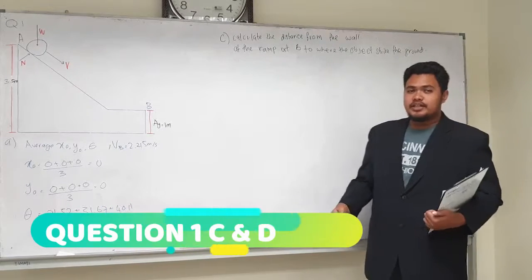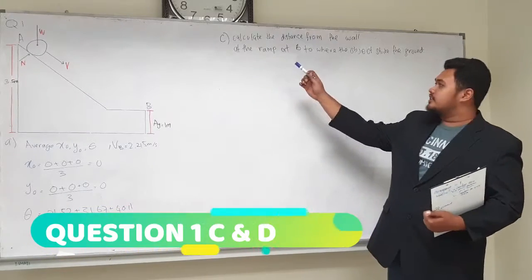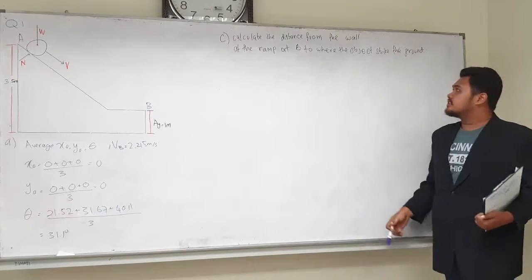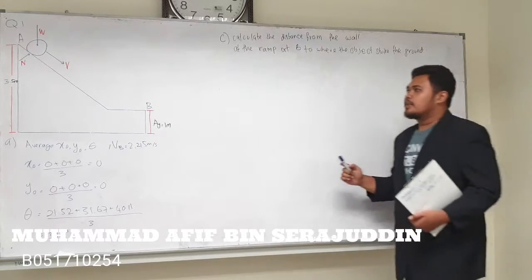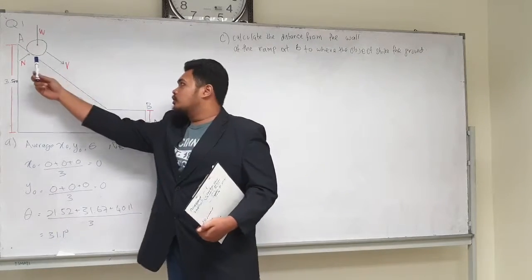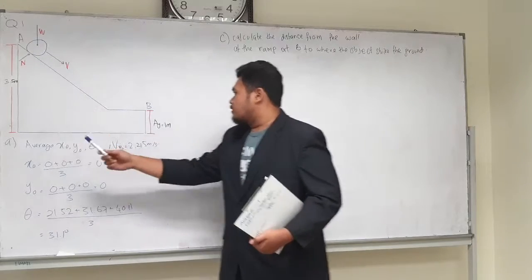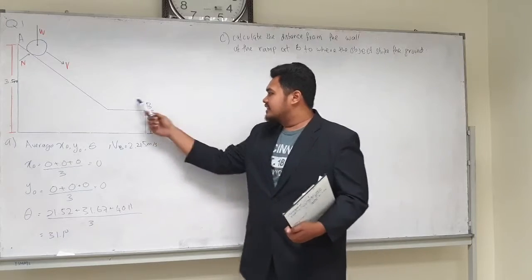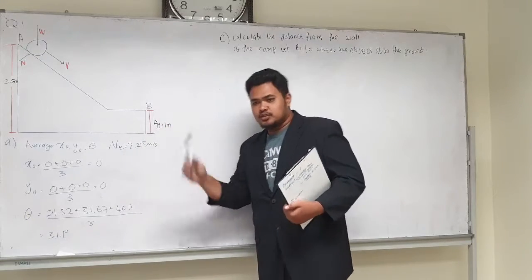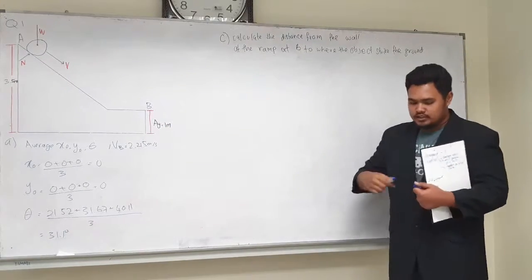Hi, today I am going to explain question C, which is to calculate the distance from the wall at the ramp at B to where the object strikes the ground. As you can see from the diagram, the motion of the ball is from A, and when it reaches B, there is a dead end, therefore it will strike the ground. The distance is calculated using the x component. So first, we have to calculate the x component.